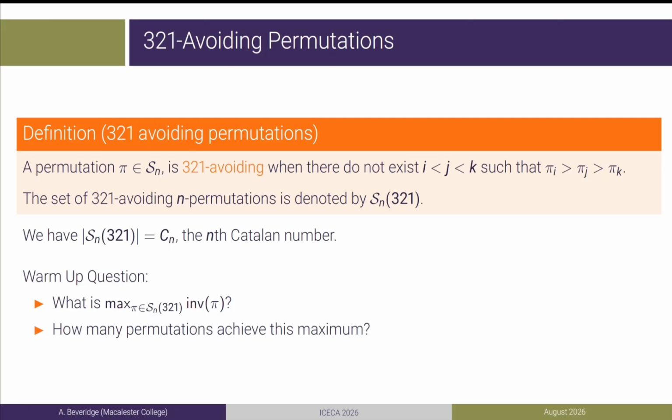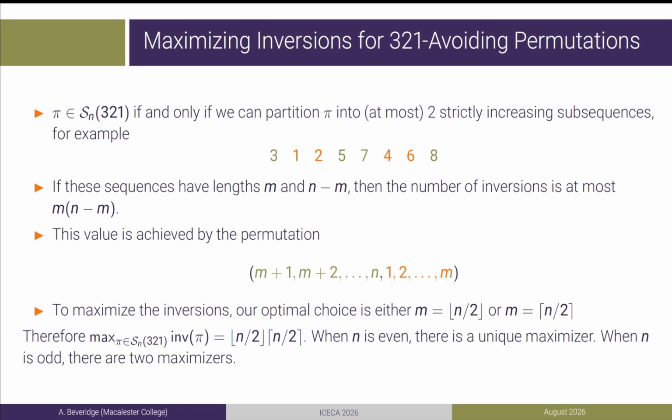So here is our warm-up question. Among 3-2-1 avoiding permutations, what is the maximum inversion number, and how many permutations achieve this maximum? This question is straightforward to resolve. It is well known that pi is 3-2-1 avoiding if and only if we can partition the permutation into two strictly increasing subsequences. And here is an example of such a permutation for n equals 8.